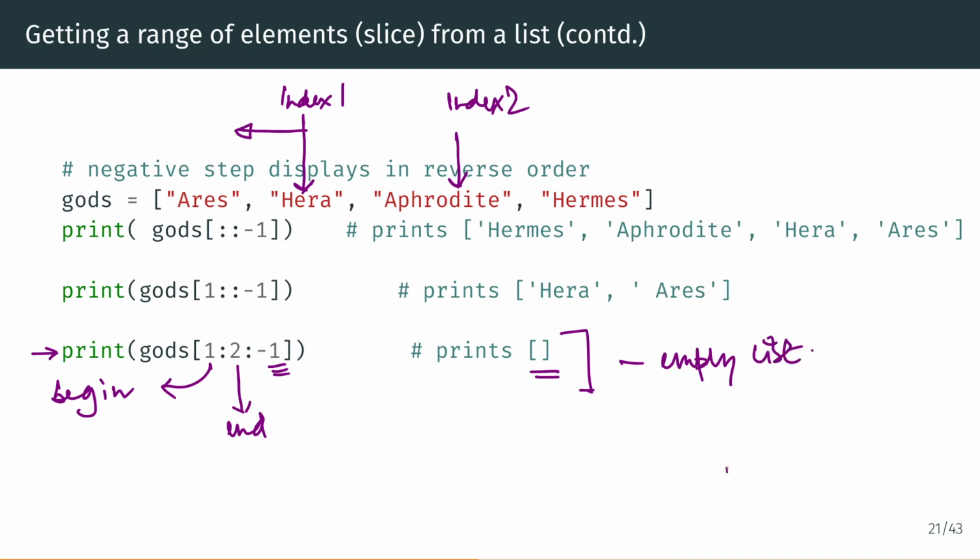So the idea is, if you want to specify both these indices, the begin and the end one, you have to make sure that the begin index is greater than the end index. If not, Python will use defaults anyway. But if you want to specify the indices, you have to make sure that the begin index is larger than the end index.